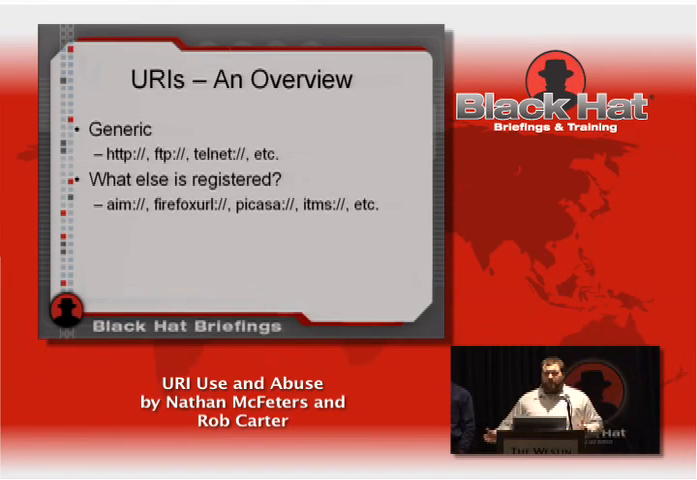I'm sure most of you are aware of what URIs are. A bit of an overview: I'm sure everybody's familiar with the generic URIs, HTTP, HTTPS, Telnet, Mailto, these types of things you see every day as you're moving around the internet. What are some of the other registered URIs or protocol handlers on your system that you may not be aware of? I've listed some of those there: AIM, Firefox URL, Picasa, ITMS. These are all protocol handlers that are installed on your system if you have certain software installed. The AIM URI handler is associated with the Trillian chat client in this case. The Firefox URL is associated with the Firefox browser. Picasa is obviously associated with Google's Picasa photo editing suite. ITMS is actually from iTunes.